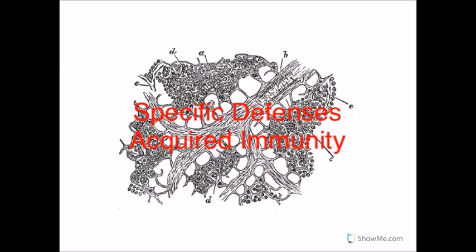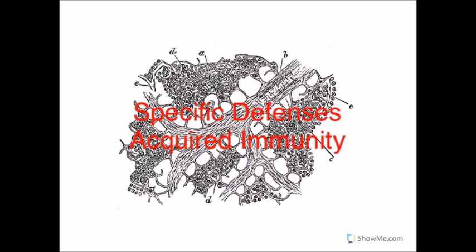And welcome to a new video on specific defenses, or as we might also call this, acquired or active immunity. What we're going to be looking at is the specific defenses, how they're able to defend against a very particular pathogen, how they're able to use lymphocytes, both T cells and B cells, to build or produce antibodies that defend against very specific diseases.